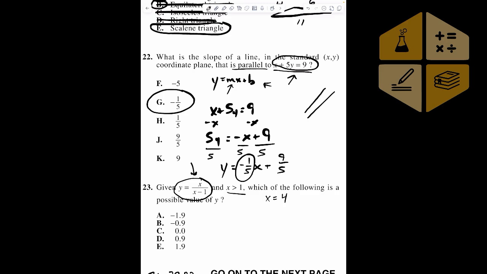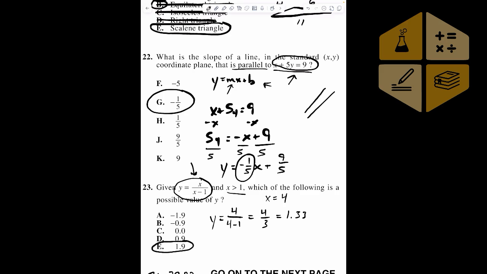I'm going to plug it into the original equation, and then I'm going to see what value I get. So y equals 4 over 4 minus 1, right? Because on the denominator is x minus 1. Well, that equals 4 over 3. If I put that in my calculator, I see that this is going to equal 1.33 or 1 1/3. Well, looking at the answer choices, there's one option that's greater than 1 in a positive direction, and that's how I know 23 is E.